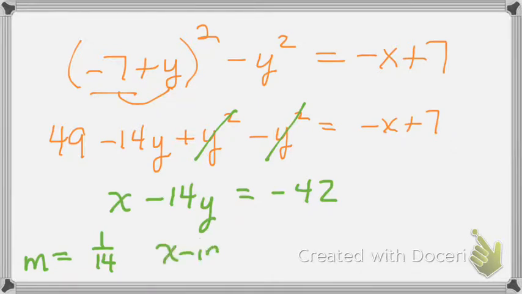X-intercept. That means let your y value be 0. If I let my y be a 0, this disappears, and I end up with -42. Okay, y-intercept. It's going to be 14, 42 over 14.